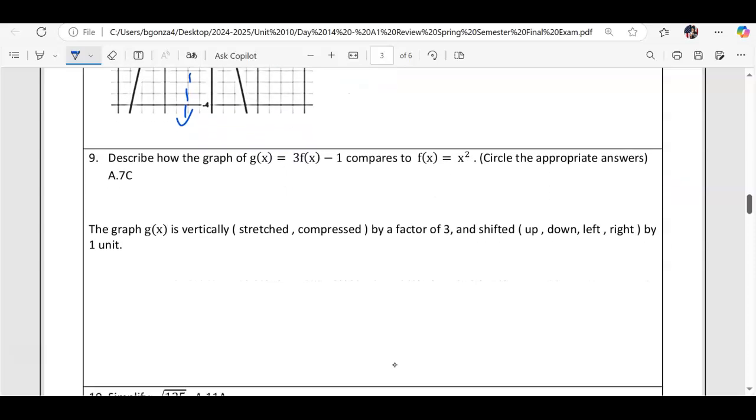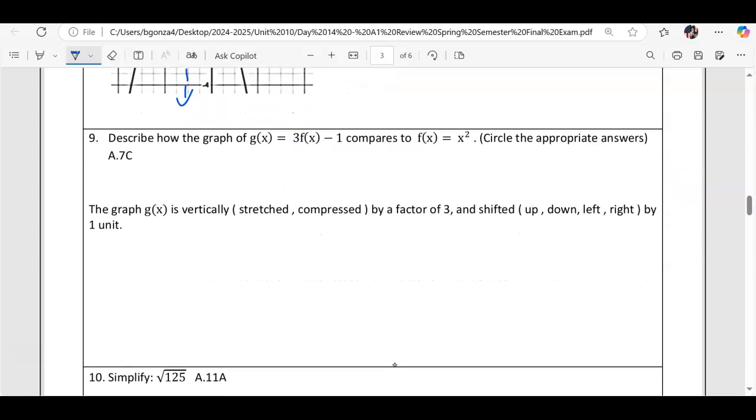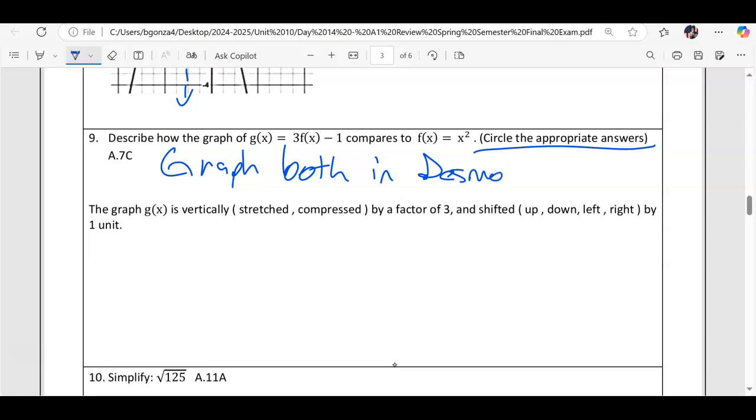Cool. Describe this graph. How does it compare? Okay, so we're circling things, okay? You literally just graph both in Desmos and compare. Let's do that. So we have f of x equals x squared. So I'm going to start with this one.